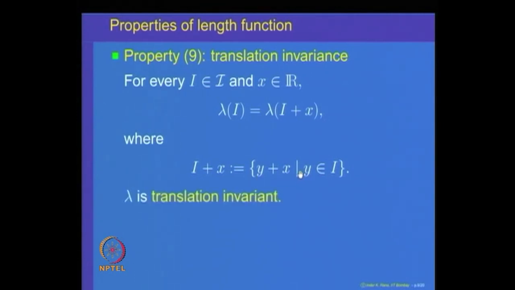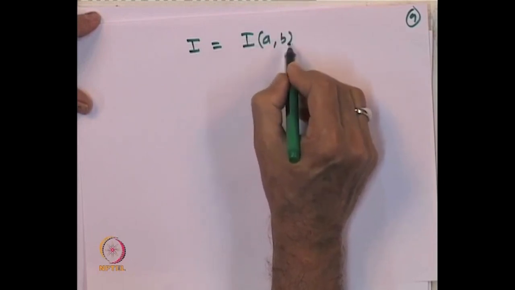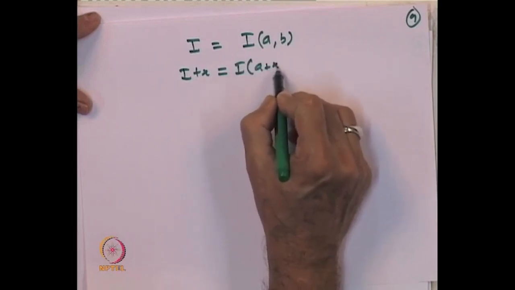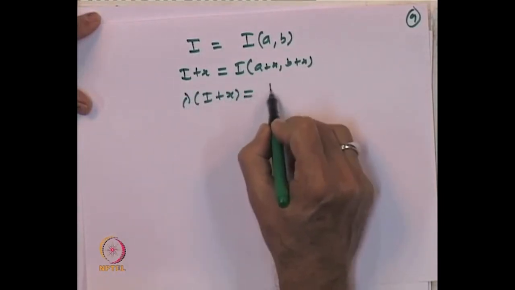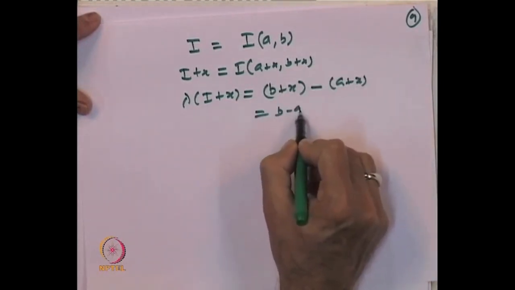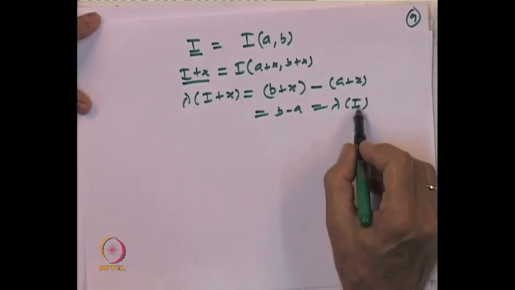And this property is obvious. This property of translation invariance is quite obvious because if I is an interval with left end point a and right end point b, then I plus x is the interval with the left end point a plus x and right end point b plus x. So, length of I plus x is the same as b plus x minus a plus x, which is equal to b minus a, which is equal to length of I. So, length of I is the same as length of I plus x.